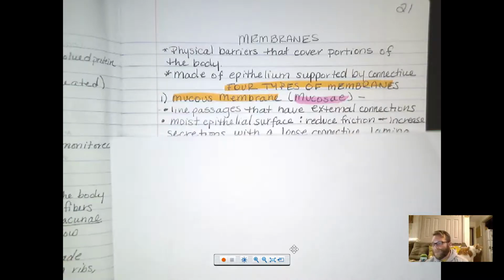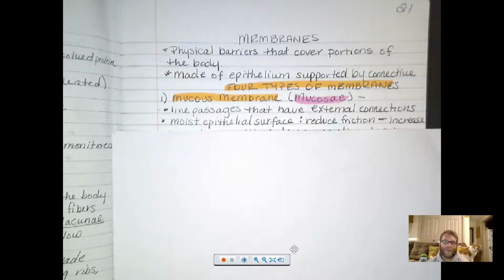Mucous membranes are defined as those that line passages that have external connections. By external connection, that means they're exposed to the outside. So you have mucous membranes that line essentially all of your digestive tract. Your digestive tract is exposed to the outside. As I'm opening my mouth, I'm literally exposing the inside of my body to the outside. You are nothing but a giant donut, right? That digestive system is running through you, and that is the outside world. So mucous membranes line those passages that have external connections.